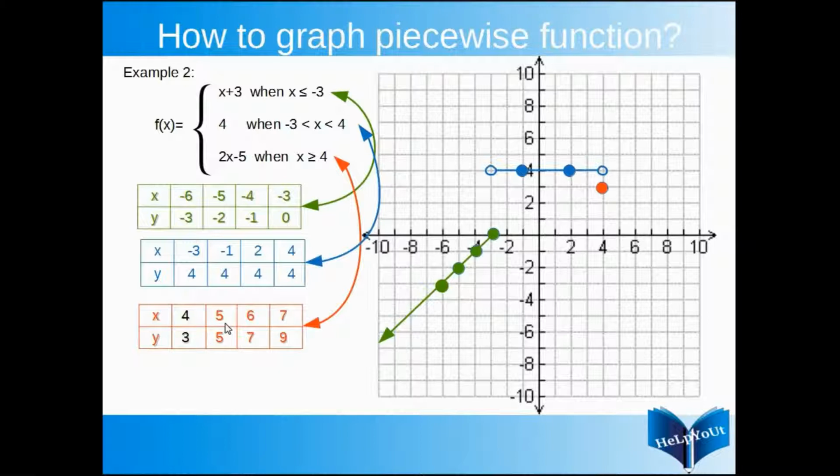Then I took few values which are greater than 4. So 5, 6, 7. For all those, I got these y values. And then I am going to just plot these points here and here and here. Then let's join this with a line. So this is the complete graph, guys.